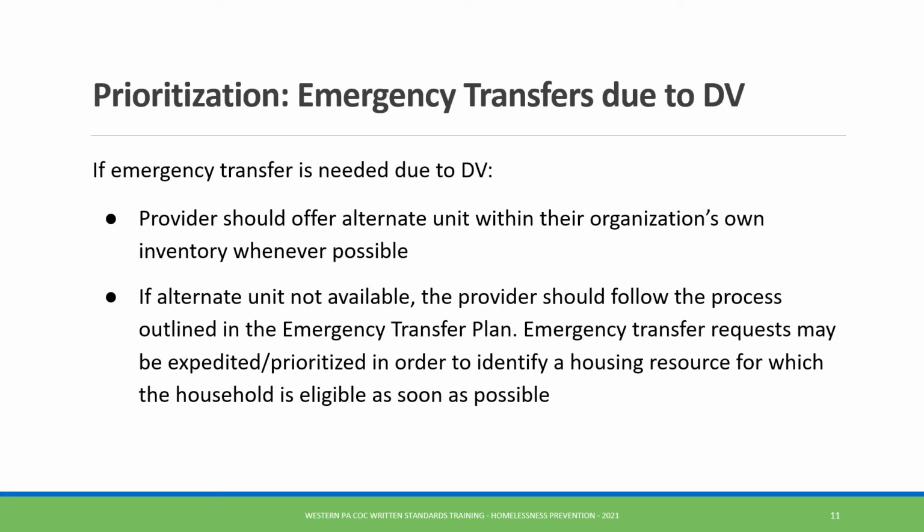If an emergency transfer is needed due to domestic violence, the provider should offer an alternate unit within their organization's own inventory whenever possible. But if that unit is not available, the provider should follow the process outlined in the emergency transfer plan. Emergency transfer requests may be expedited or prioritized in order to identify a housing resource for which the household is eligible as soon as possible. And there is more on the emergency transfers within the written standards themselves.